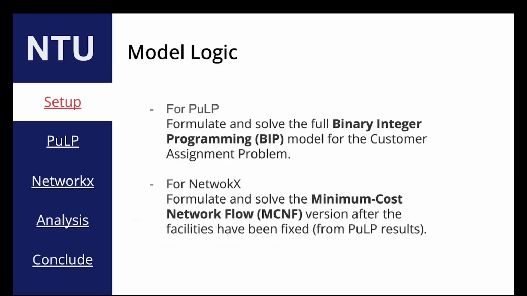Based on these settings, we build the model in two stages. First, we use PuLP to solve a binary integer programming model that decides which facilities should be opened and how clusters are assigned. Then, using NetworkX, we solve the minimum cost network flow version after the binary decisions are fixed.